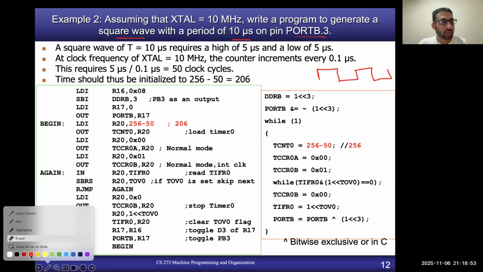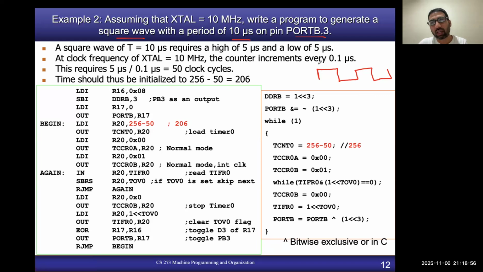So the period of 10 microseconds basically means that this length is 10 microseconds, right? So if this length is 10 microseconds, then you have a high value for 5 microseconds, and then a low value on the output for the next 5 microseconds, right? So the delay you want to generate is 5 microseconds, and you want an overflow after every 5 microseconds. So now you first need to calculate the value that you are supposed to put in the register.